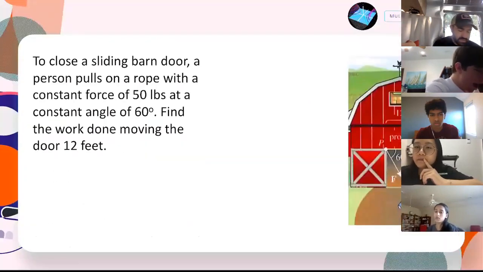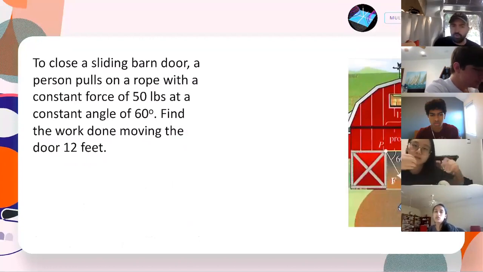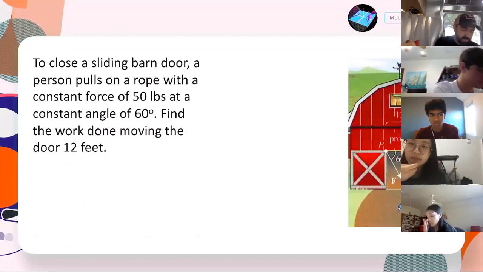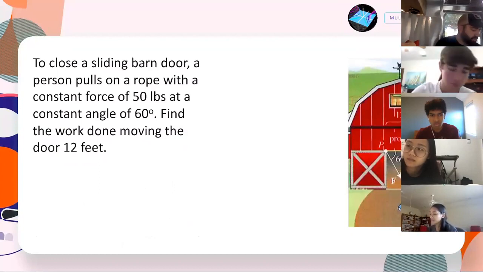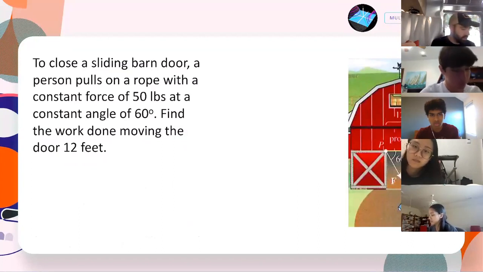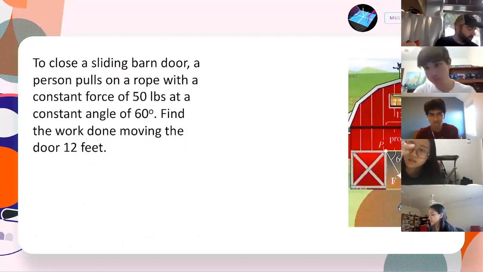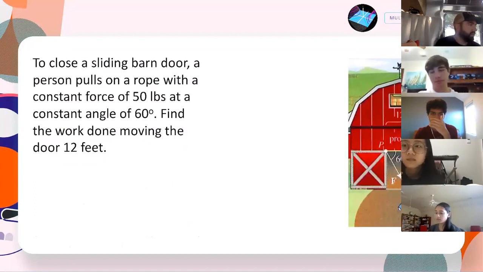So say this guy is closing a barn door, a sliding barn door. He's got this rope that he pulls on that's attached to the door, and he just walks this way and the door slides shut. And we're looking at, he's pulling with 50 pounds of force at an angle of 60 degrees and just kind of walking straight across. What is the work done then on moving the door 12 feet, which let's say it's 12 feet wide, so that'll close the door.